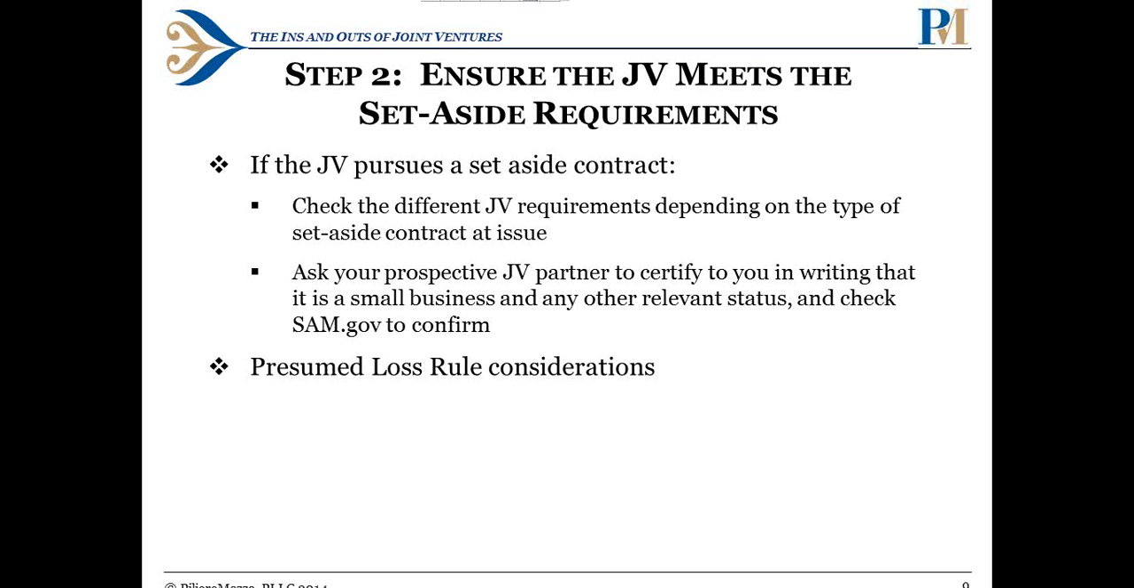The first thing is that the joint venture does need to be formed before you submit your offer, and that might mean filing articles of organization if you're an LLC, or if you're a partnership, making some representation that you're a partnership. You need to have your DUNS number and your EIN number in place. Those will be things you're asked for in the proposal.